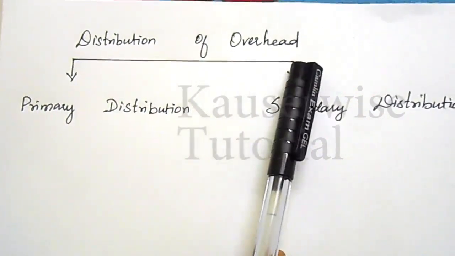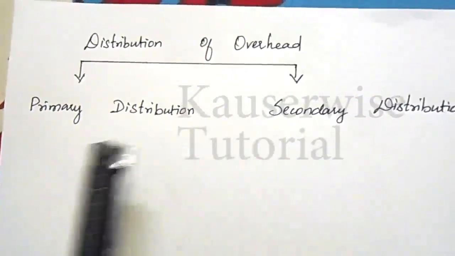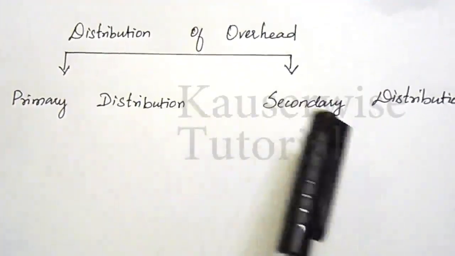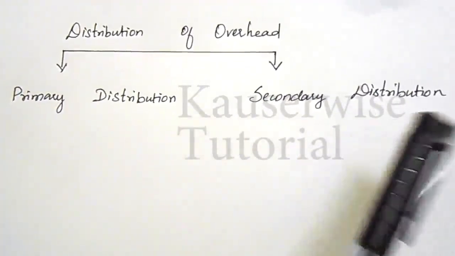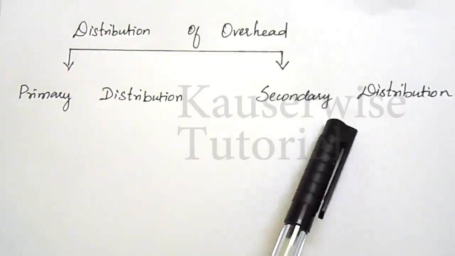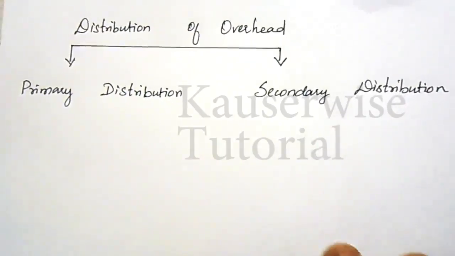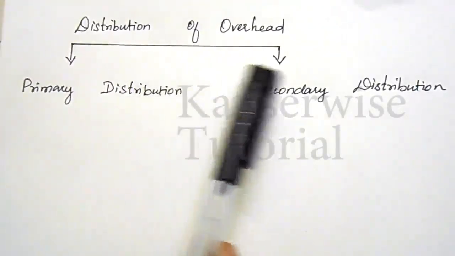Distribution of overheads. In that there are two methods: the first one is primary distribution and the second one is secondary distribution. So in this video we are going to see secondary distribution. Before that, let me explain the basic concept of distribution of overheads.